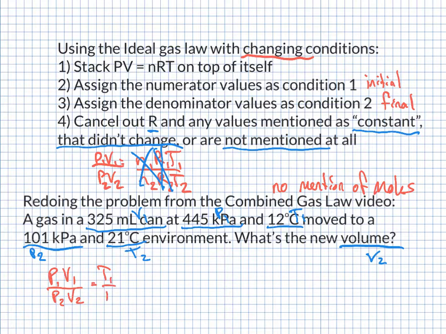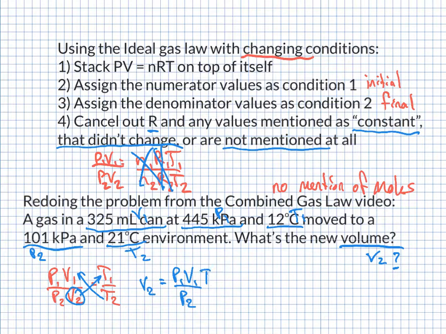T1 over T2. And which of these variables is the question asking me to find? Well, it's asking me to find V2. So I need to isolate that. So I'm going to cross multiply. I'm going to get that guy over here, I'm going to get this guy over here, right? So my V2 now is going to be equal to P1V1 over P2, because none of that changes, and I just need to deal with these things. So my T2 was in the denominator.